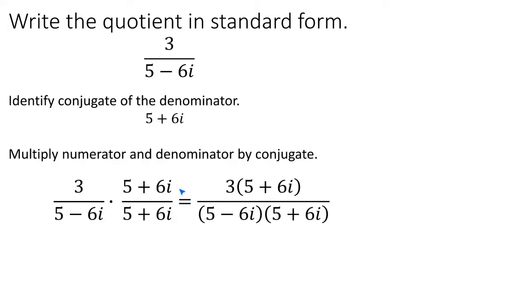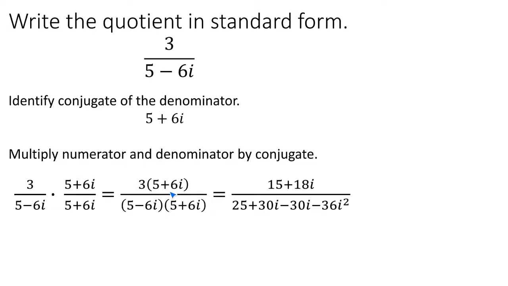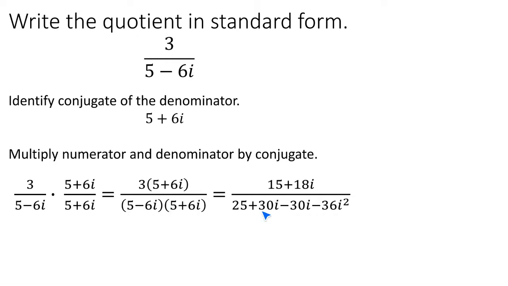So we have 3 times this whole thing here, and this one times this one, as I wrote it there. So 3 times 5 is 15. 3 times 6 is 18i. And then 5 times 5, 25. 5 times 6, 30i. Negative 6i times 5, negative 30i. Negative 6i times 6i, negative 36i squared. So notice here that 30i minus 30i is actually a 0. And when you multiply conjugates, that's always going to happen. You're going to end up with a 0 here.